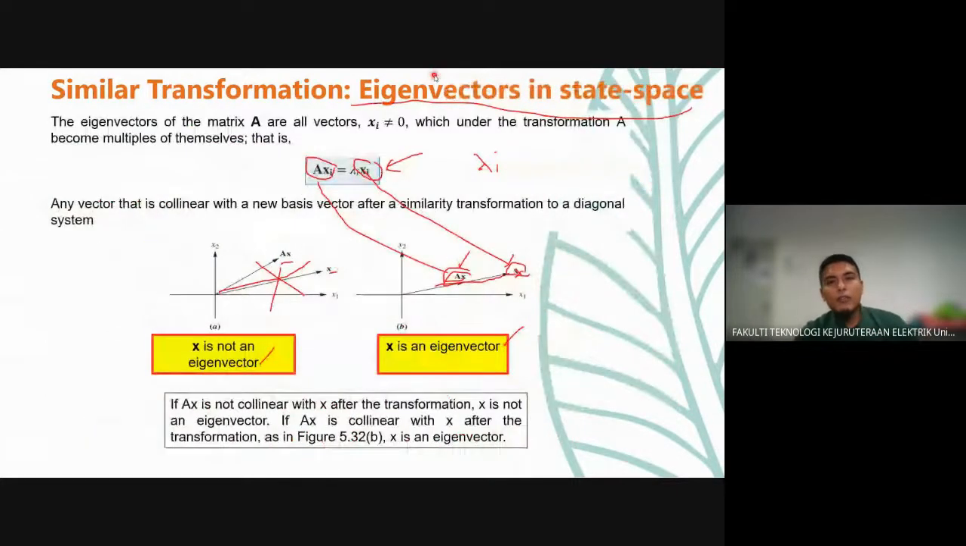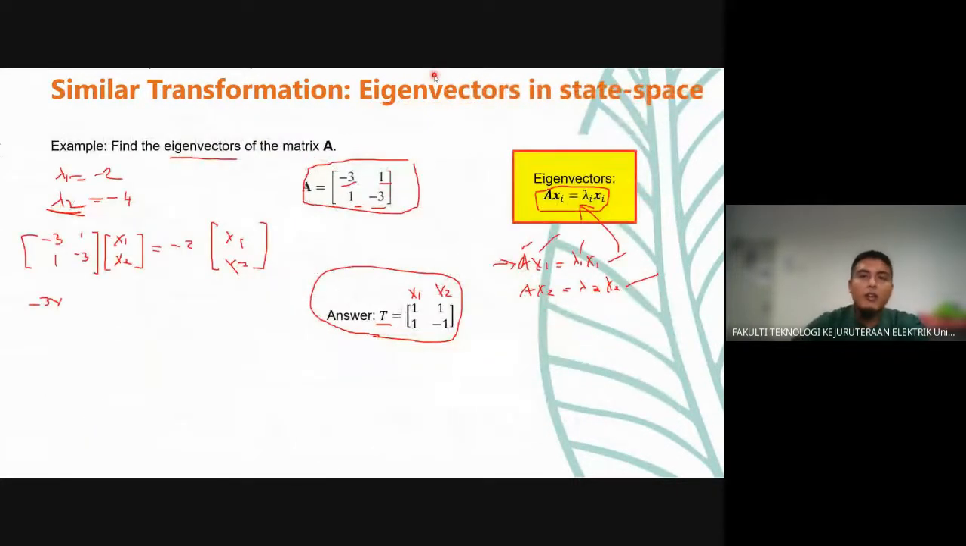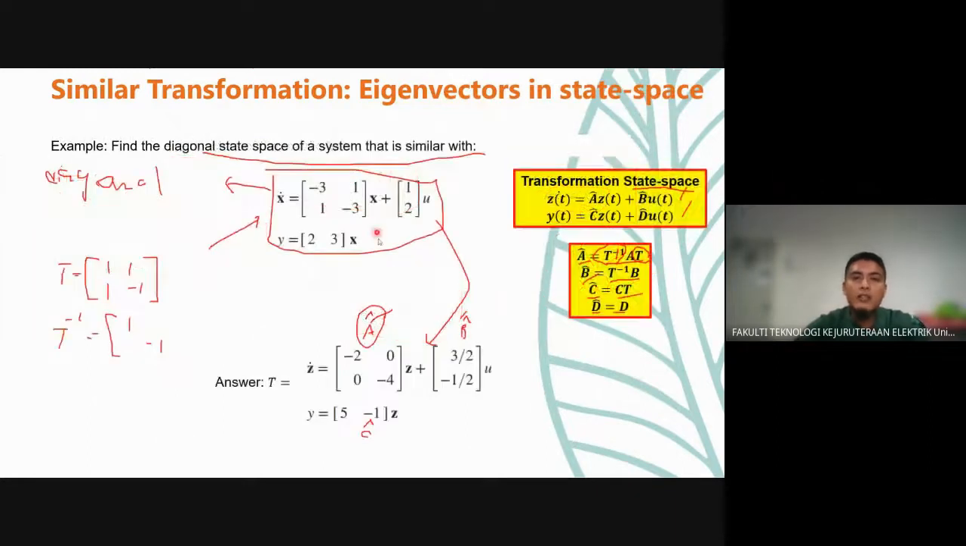If you don't have any questions, hopefully you can try to get this answer. Calculate. You already have your T, just calculate the T inverse. And then after that, try to find the A hat, B hat, and C hat. And see if you get the same answer or not. Alright?